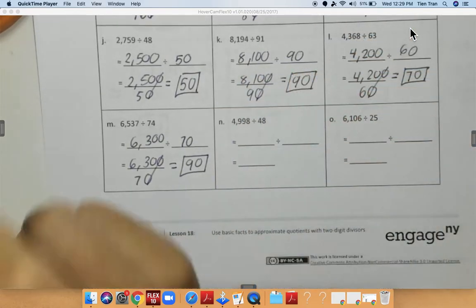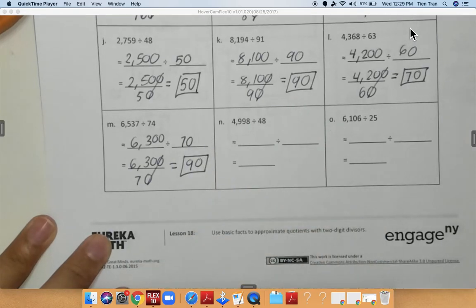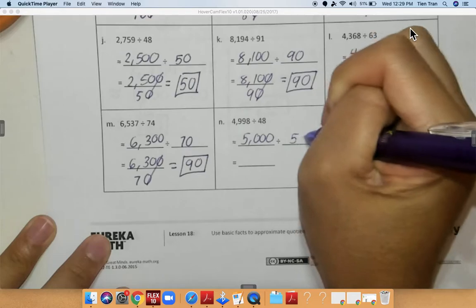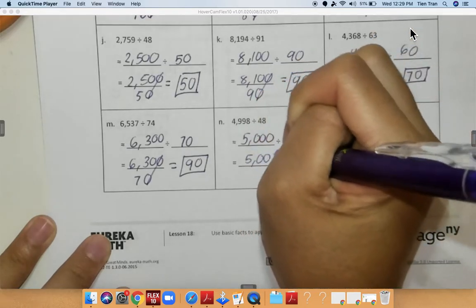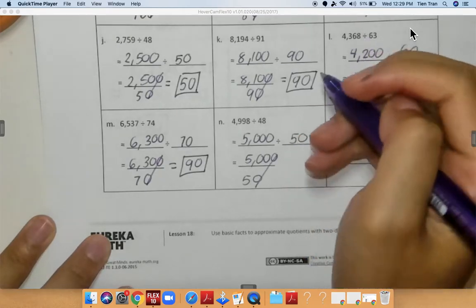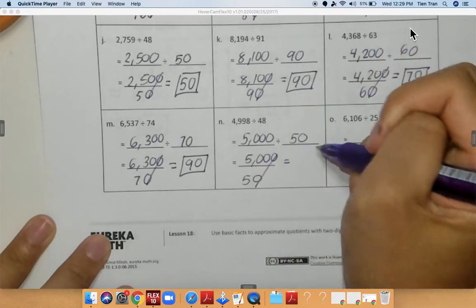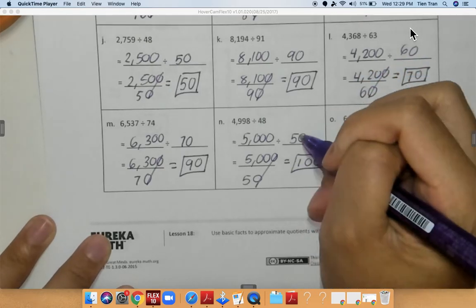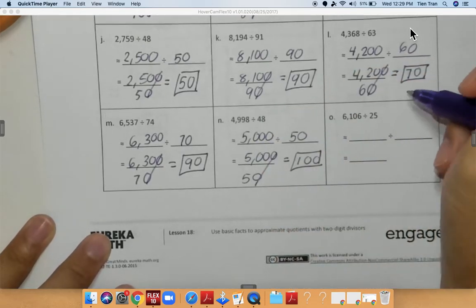Over here, I have 4,998, which can be rounded to 5,000. 48 can be rounded to 50. I have 5,000 divided by 50. Cross off the zeros because 0 divided by 0 is equal to 0. 500 divided by 5 is going to give you 100 because 100 times 50 is equal to 5,000.